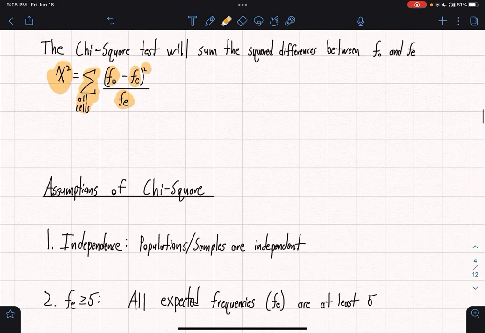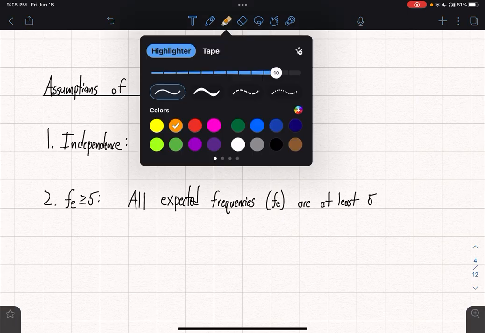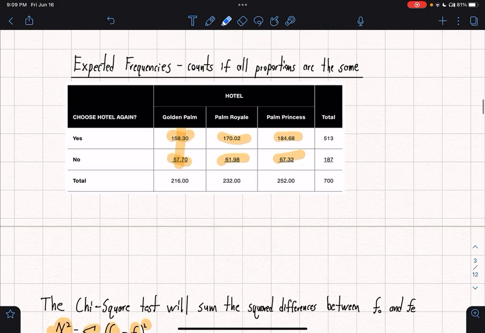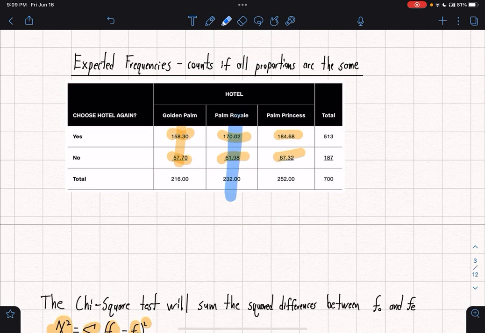So let's talk about some of the assumptions for this to be valid. So our assumptions: the first is that we need independence. So independence of populations or samples. So the responses in, say, one category, so for Palm Royale, should be unaffected by the responses for Golden Palm.